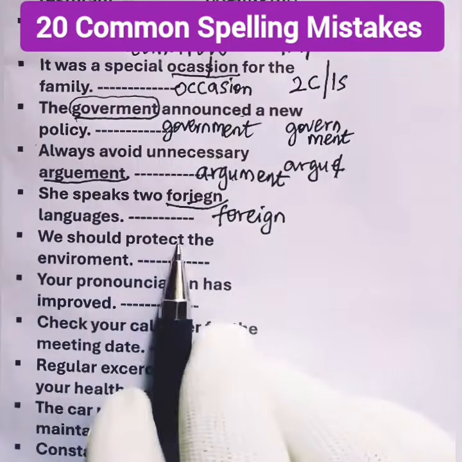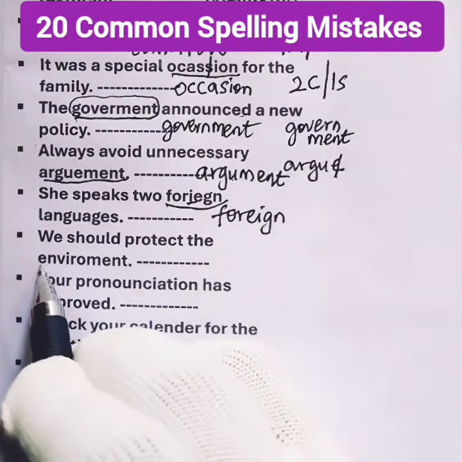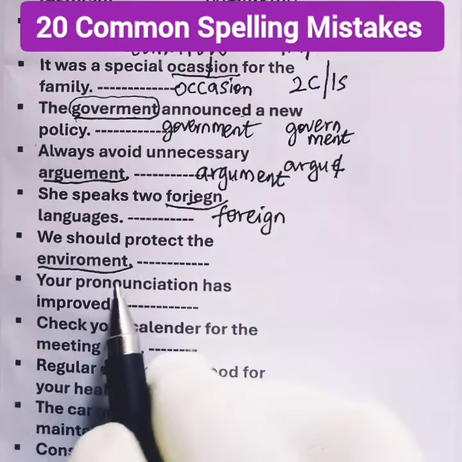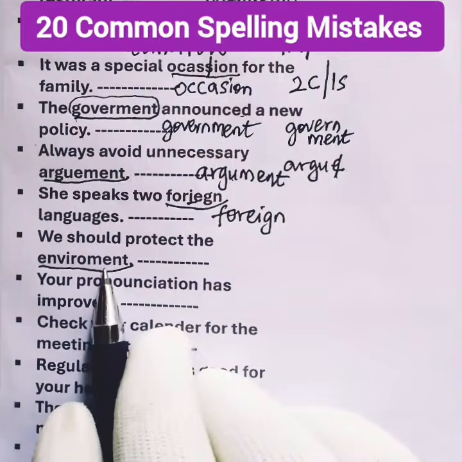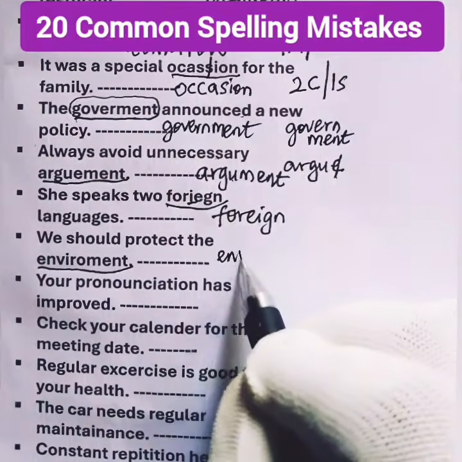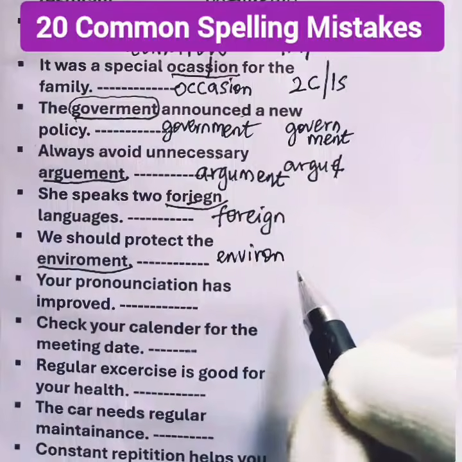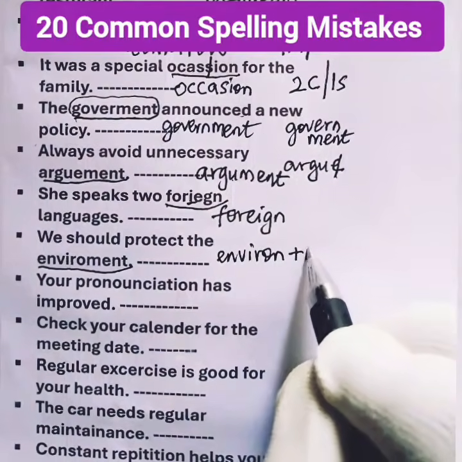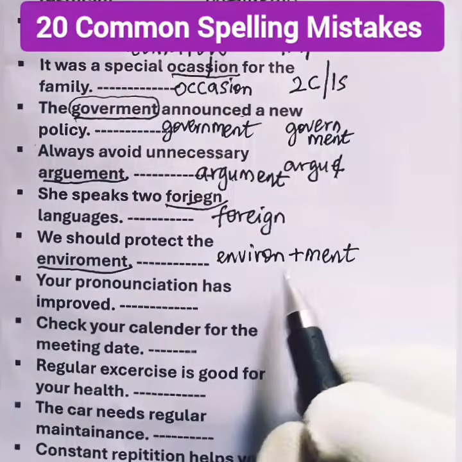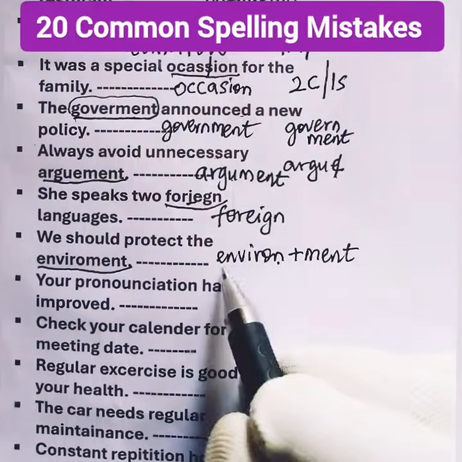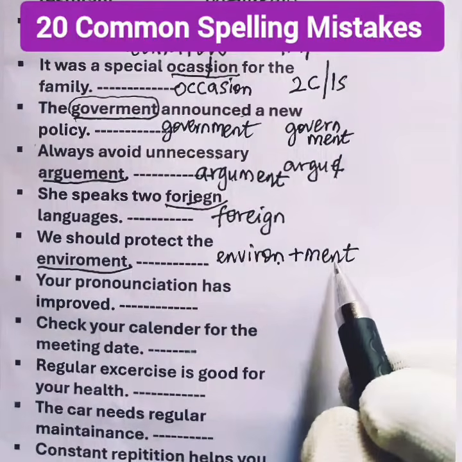Next, we should protect the environment. The word environment is wrongly spelled. What you spell first here is environ, then ment. So always include N when spelling environment, okay?